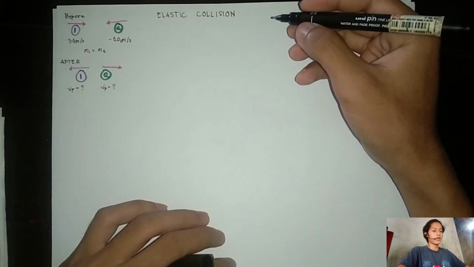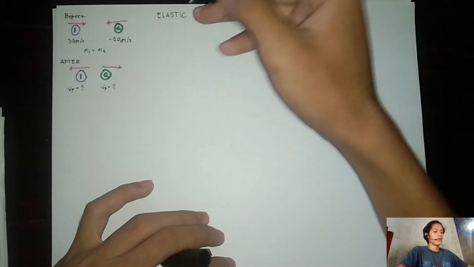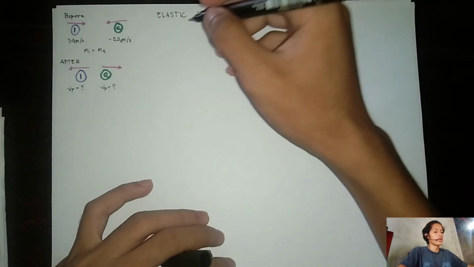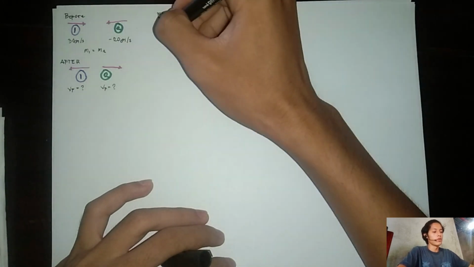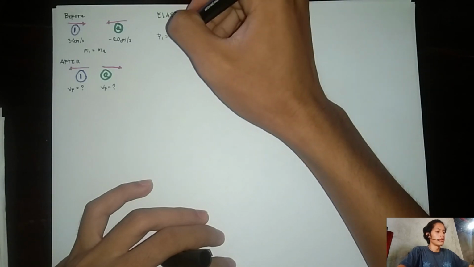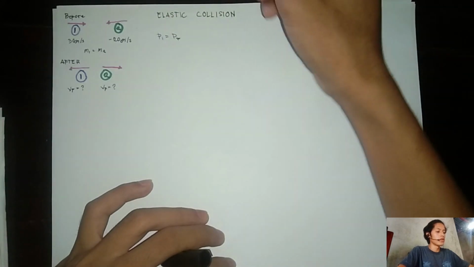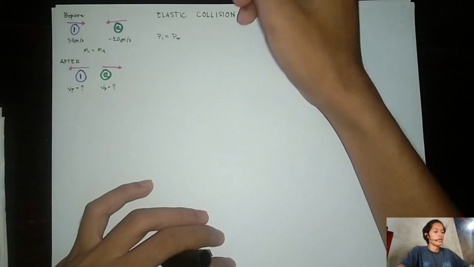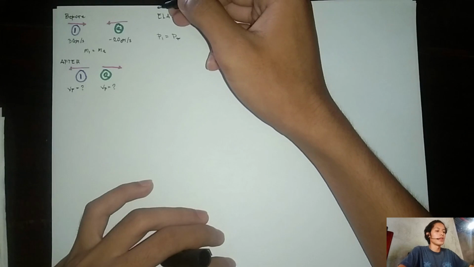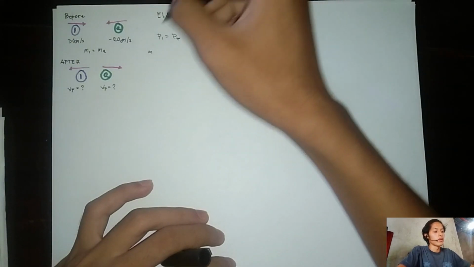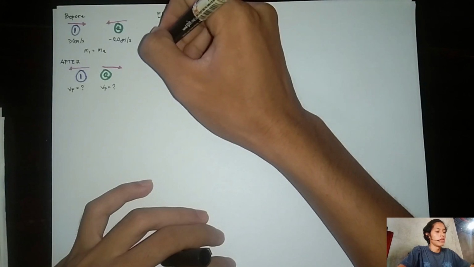So dito gagamit tayo ng conservation of momentum and then conservation of kinetic energy. So una gamitin muna natin yung conservation of momentum na P initial is equal to P final. Dahil nga same mass, pwede na natin i-disregard yung mass. Pwede na natin i-cancel.